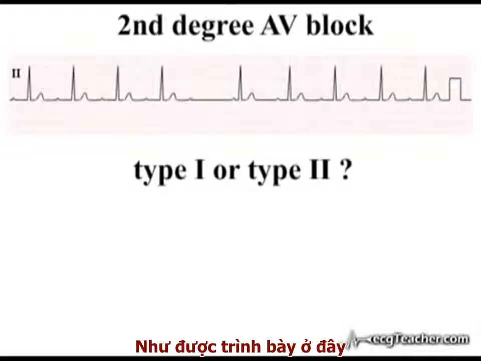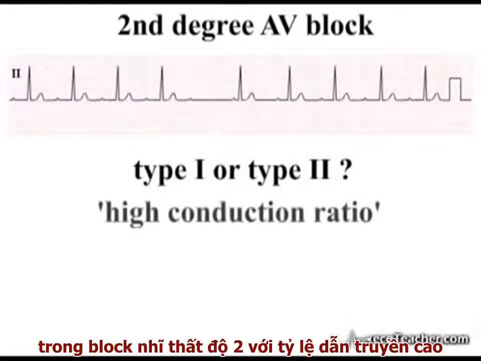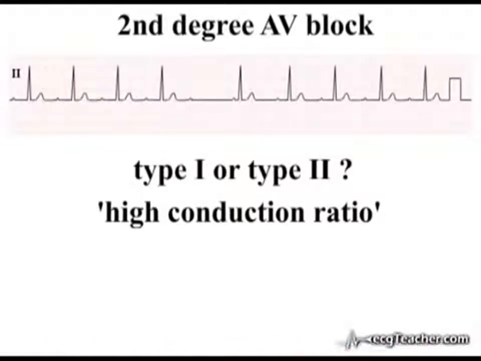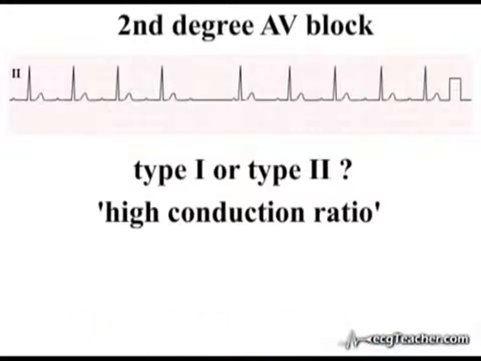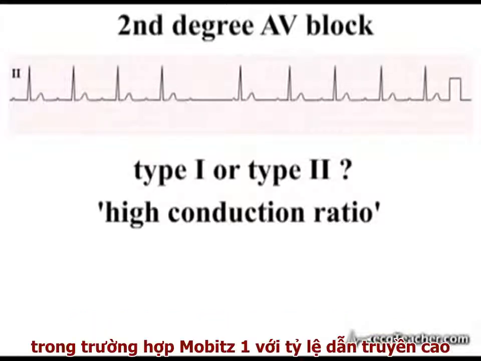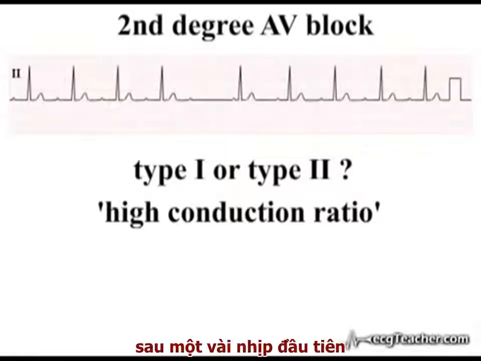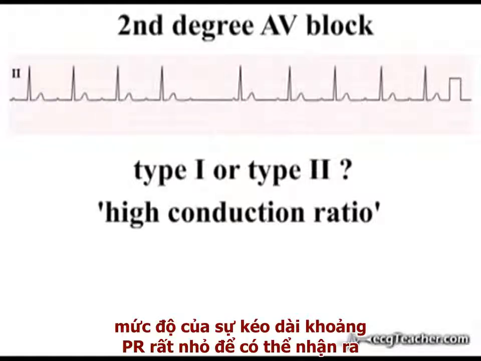As shown here, in second degree AV block with high conduction ratios, the groups may be so large that full groupings are not demonstrated on a standard rhythm strip. Furthermore, and more importantly, in the case of Mobitz type 1 with high conduction ratios, after the first few beats, the degree of progression in PR interval length within the main body of the group can be so small as to be imperceptible.